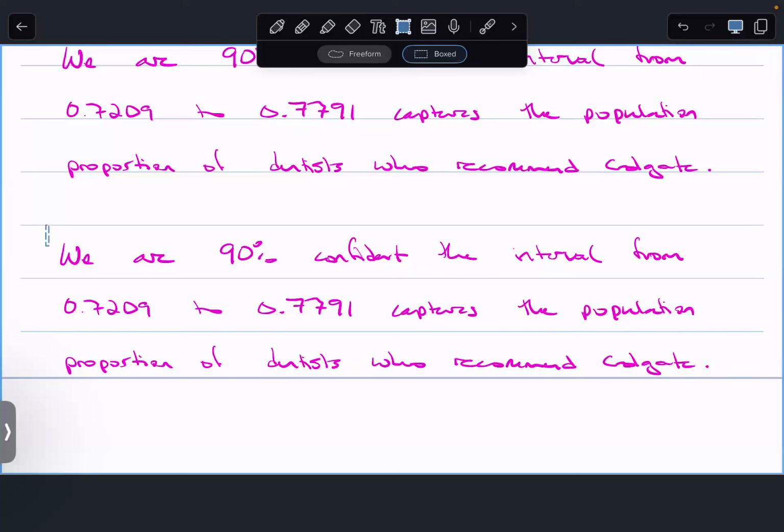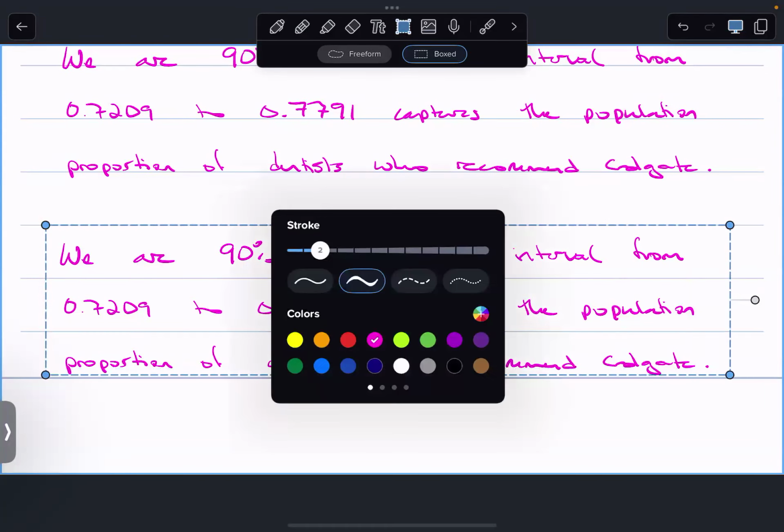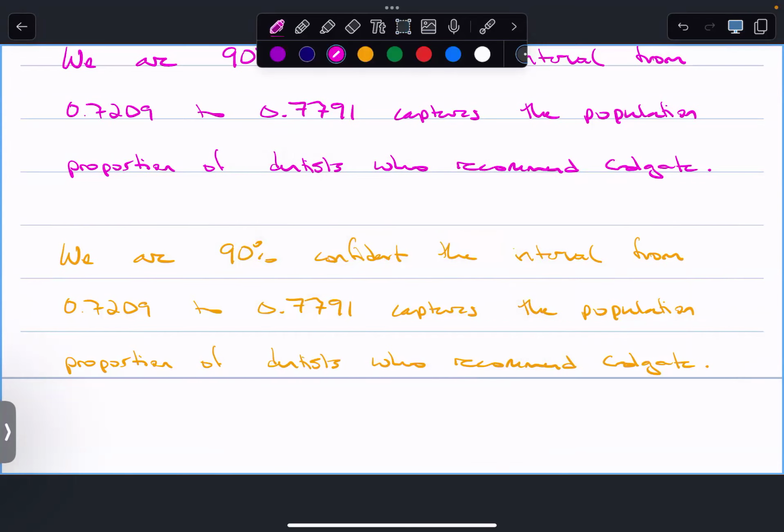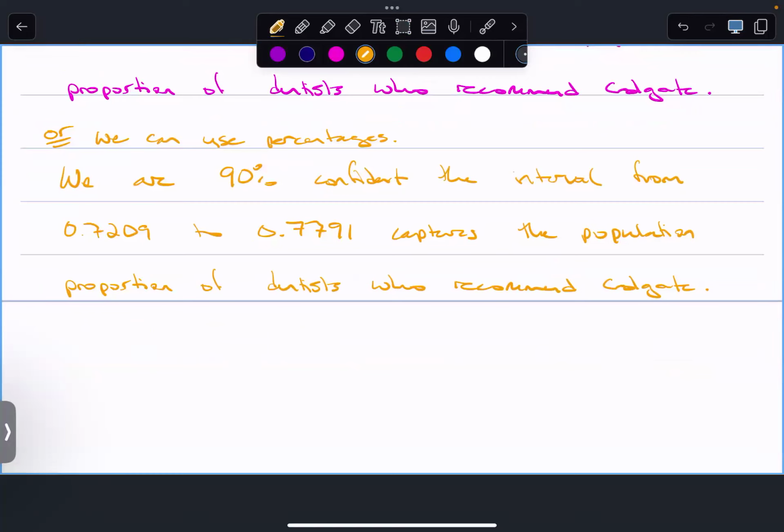And maybe I'll make this a different color. I'll do orange. Or we can use percentages. But this becomes 72.09 and this becomes 77.91, captures the population percentage.